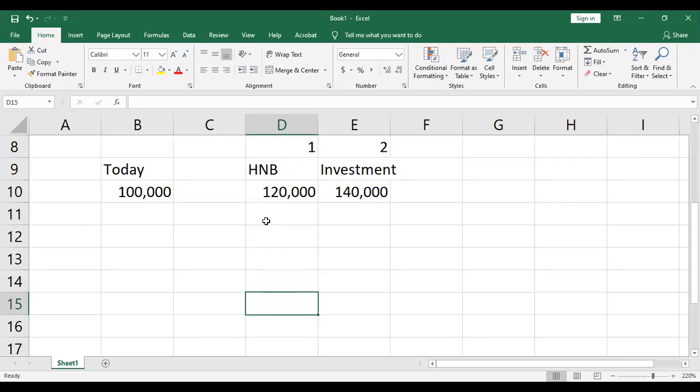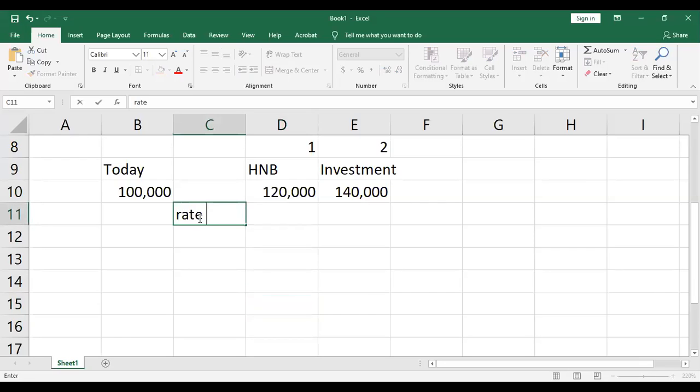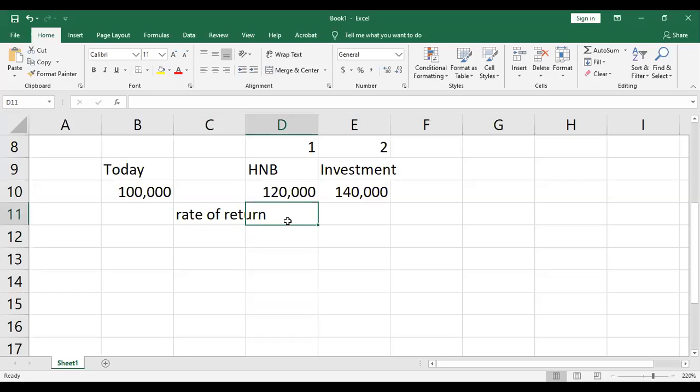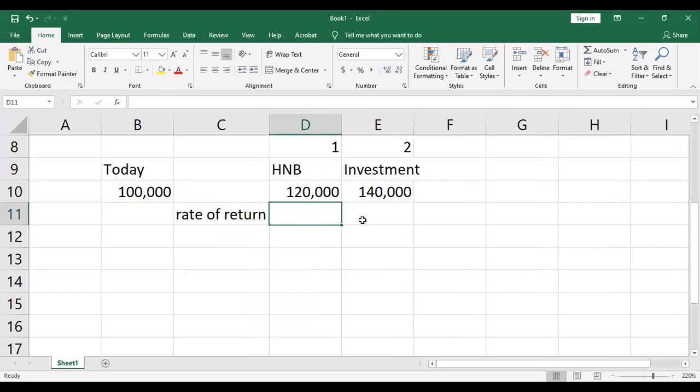So what is the rate of return here? Your investment is 100,000 and the interest is 20,000. So what is the rate of return? I can calculate. Profit is 20,000, divided by the investment of 100,000. So the rate of return is 20% from HNB.